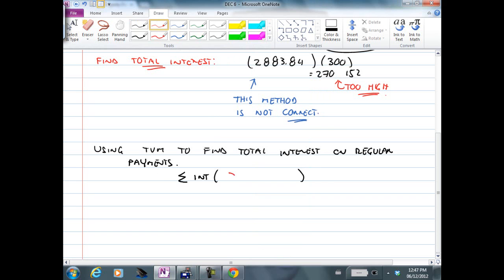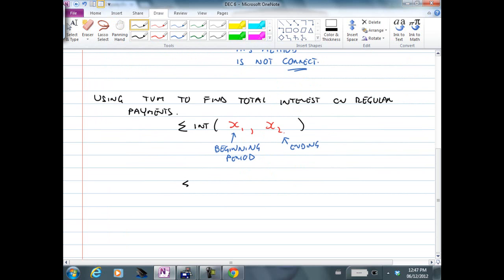There are going to be two numbers here that they want: x1, x2. I'll explain what x1 and x2 represent. x1 represents the beginning period, and x2 represents your ending. So I want to go from my first month all the way to my last month that I pay. So it's going to be sigma INT. We're going to put in 1, because that's my first month when I paid my interest. What is your last one going to be?